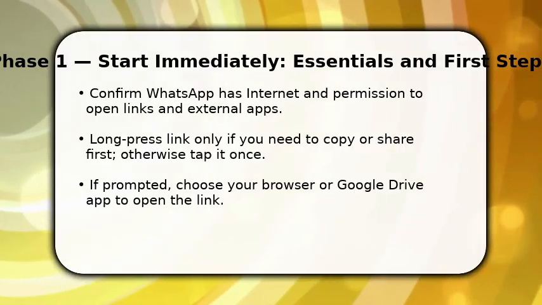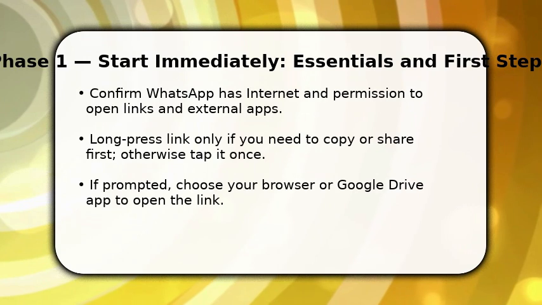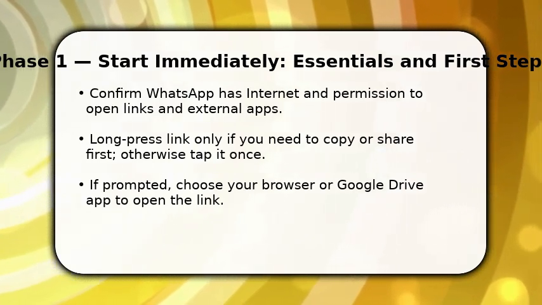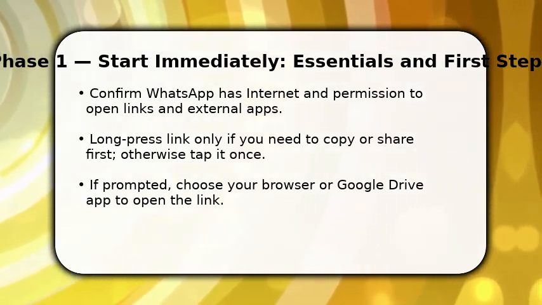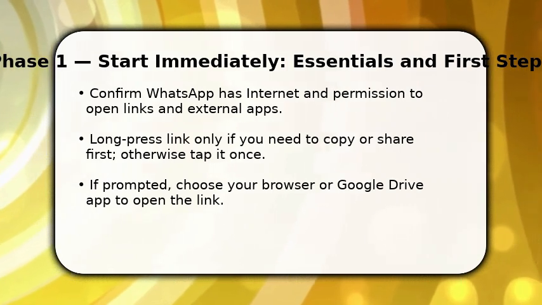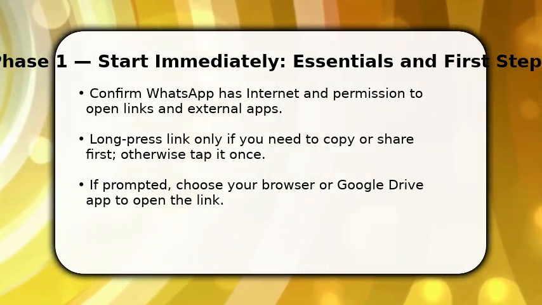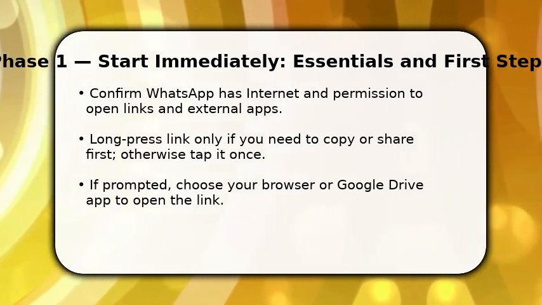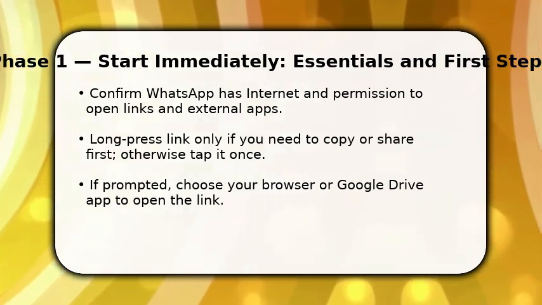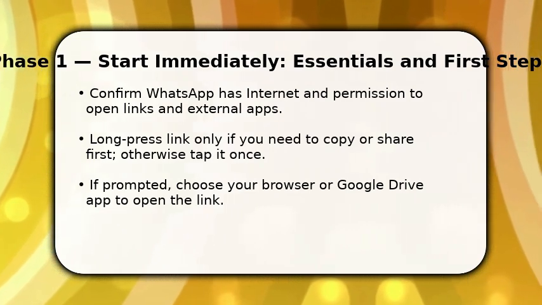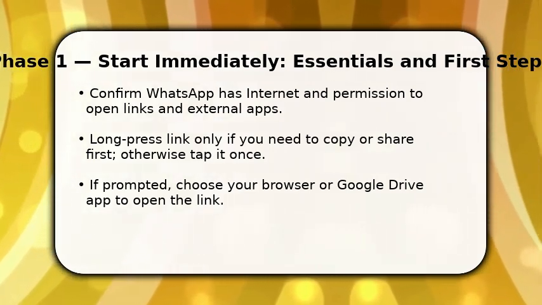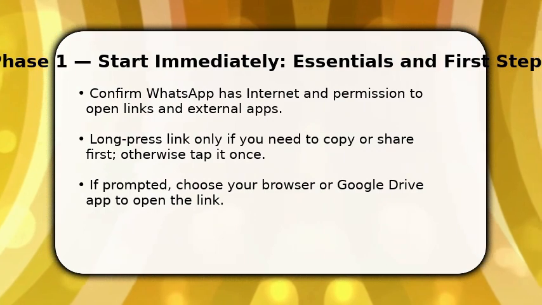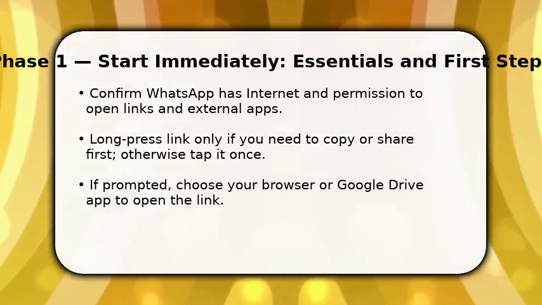You start by making sure WhatsApp can access the internet and that you have the Google Drive app or a browser installed. Once done, locate the Drive link in the chat and tap it, not the message, the actual link. If you want to inspect or forward the link, long press and copy it first. When a chooser appears, pick Google Drive for full features or your browser to view quickly. This matters because Drive gives direct preview and permission prompts.